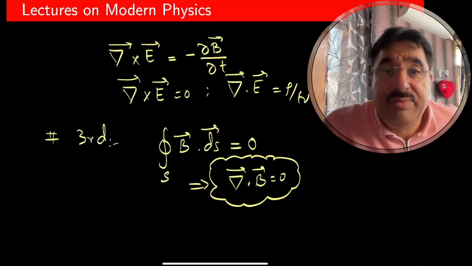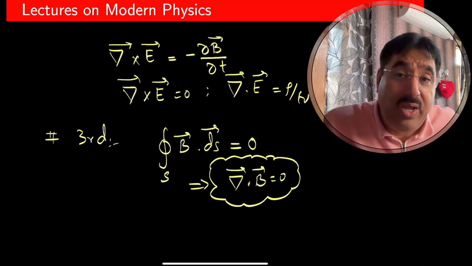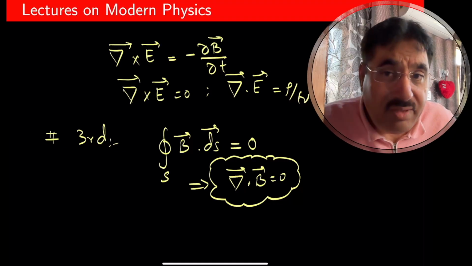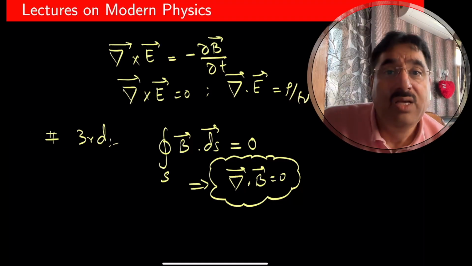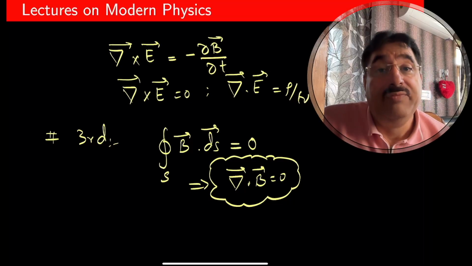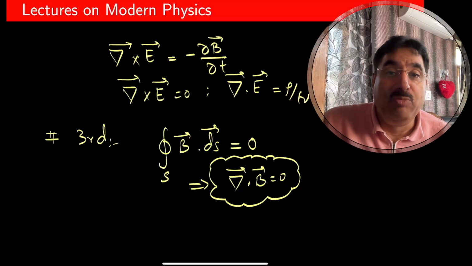This is an experimental fact. Why should it be zero? Why not non-zero? Why don't we have magnetic monopoles? That we don't have. That is the problem. If we have them, we'll not violate any law of physics. In fact, Maxwell's equations will look more beautiful if there were magnetic monopoles. That's why people try to look for magnetic monopoles.